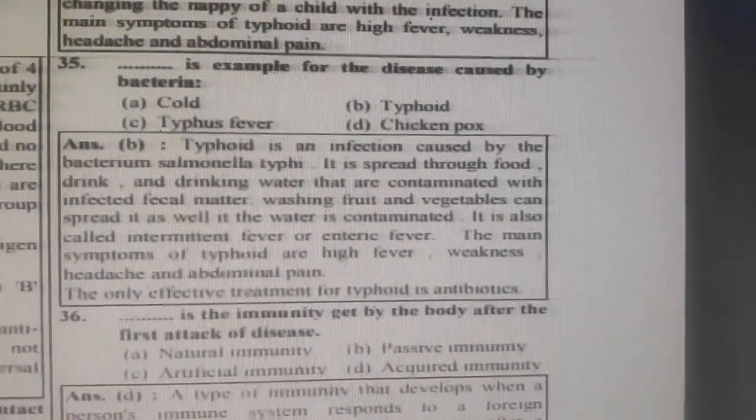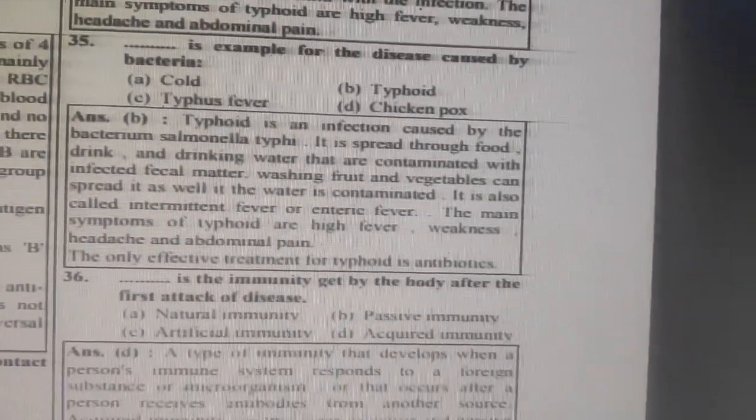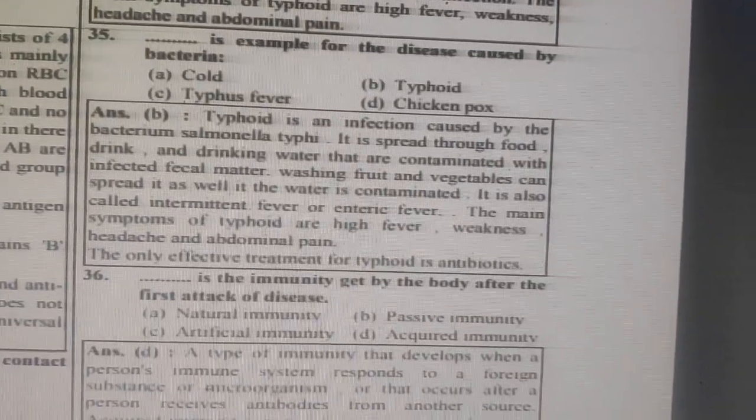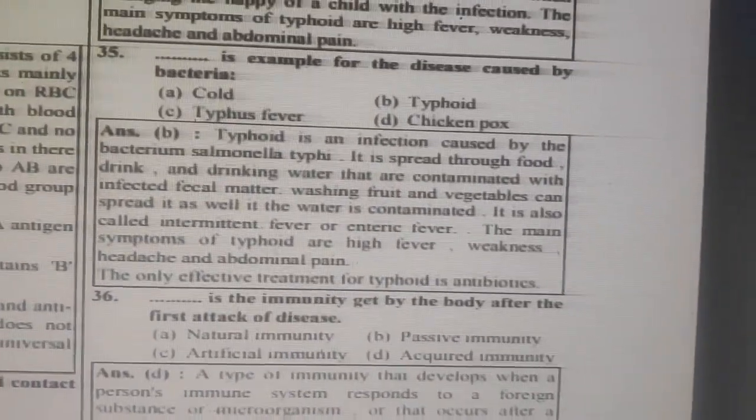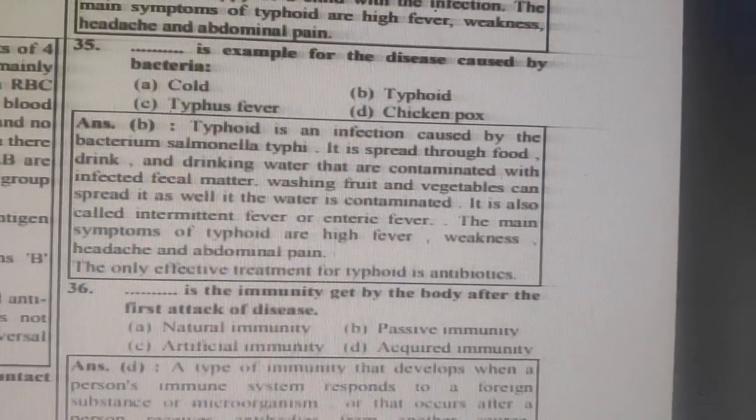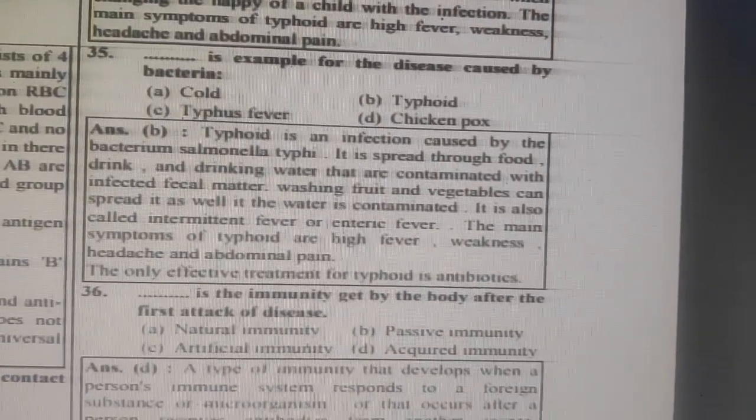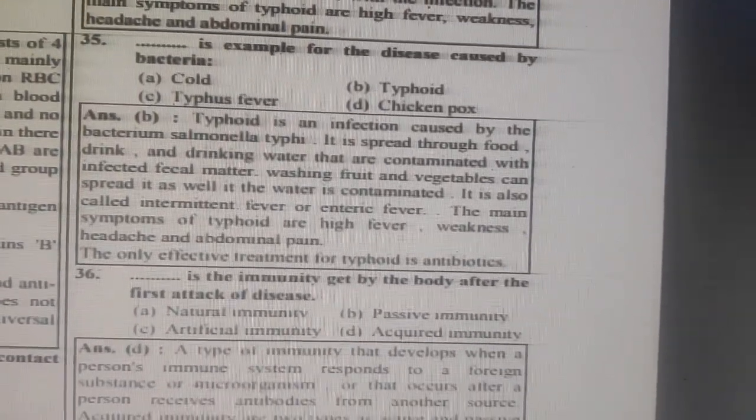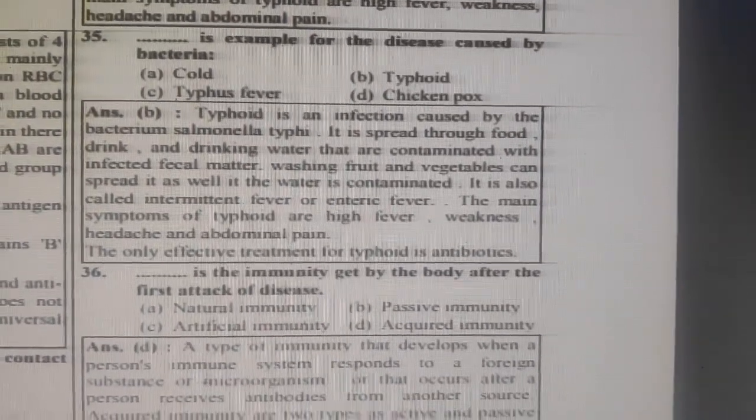35. Which is an example of a disease caused by bacteria? Option A, cold. Option B, typhoid. Option C, typhus fever. Option D, chickenpox. Option B, typhoid.